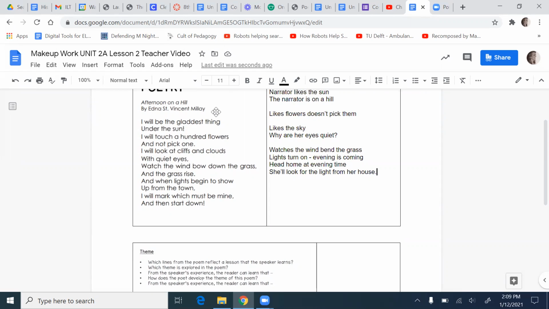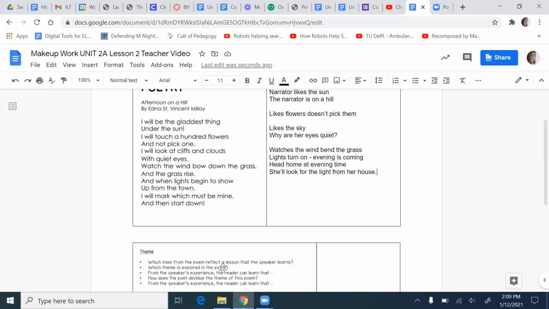So I'm going to read it a third time to figure that out. I'm going to answer this question first. Which theme is explored in the poem? So I'm going to answer the second question first. Which theme is explored in the poem? I will be the gladdest thing under the sun. I will touch 100 flowers and not pick one. So she's definitely just explaining what it's like for her on an afternoon on a hill, but there's got to be something she wants us to understand about that.